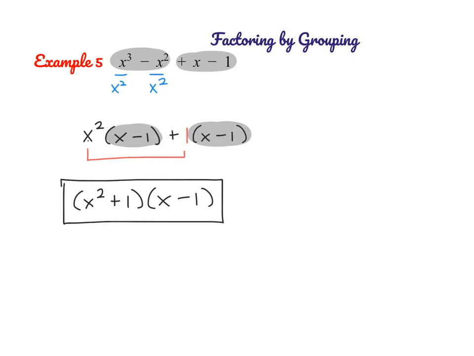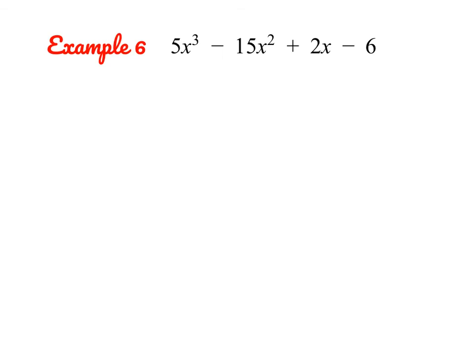You can also check your work pretty easily by multiplying out your binomial. So this gives you x squared minus x squared, or sorry, x cubed minus x squared plus x minus 1. So it gives you what you started with. All right, let's try another one together.